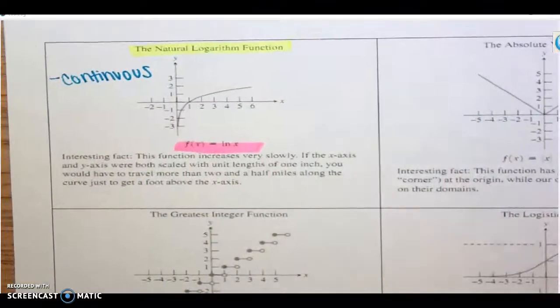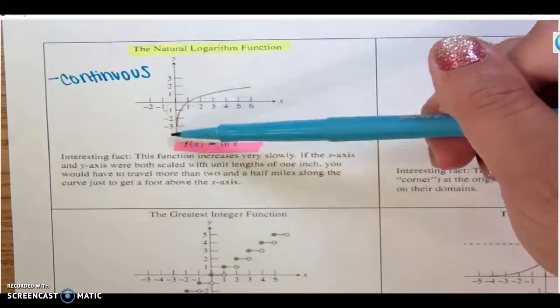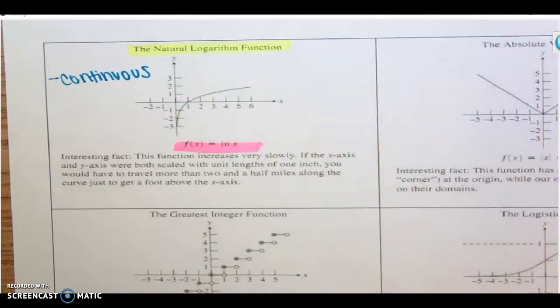Okay, so odd, even, or neither. So it is not symmetric about the y-axis and it's not symmetric about the origin. So it's going to be neither.